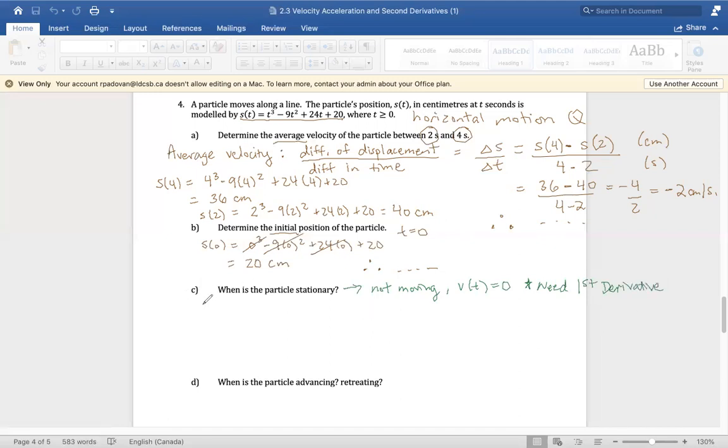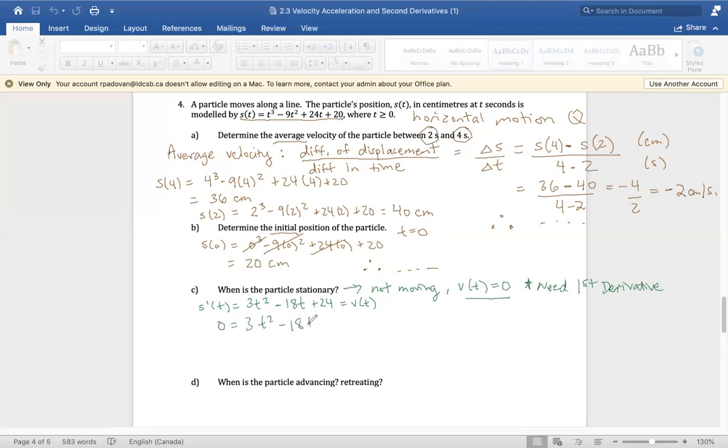So let's figure out S prime of t. So 3t squared, negative 18t, plus 24, which is the same thing as my velocity function, right? S prime of t and v of t are the same thing. 3t squared minus 18t plus 24. So now it's saying, when is it stationary? My velocity is 0. So that would be the whole left-hand side of the equation is 0.